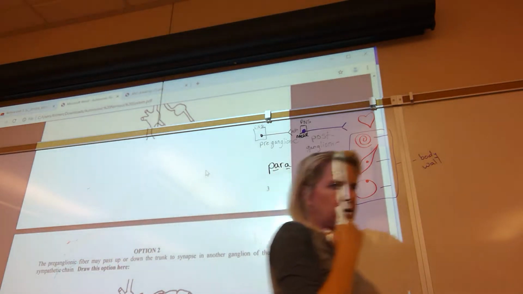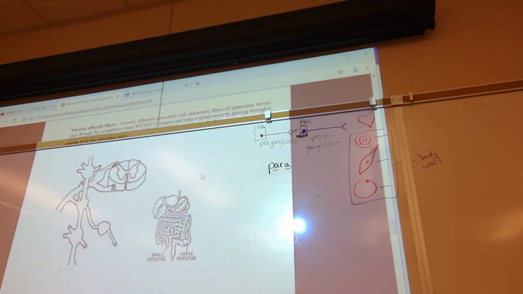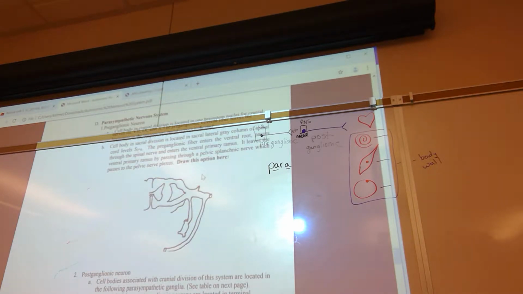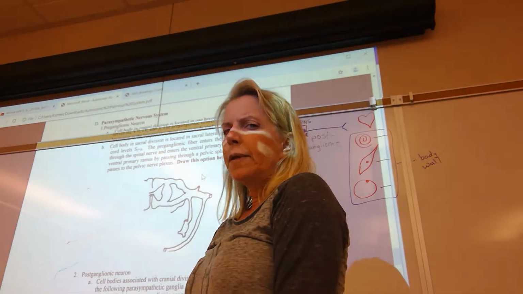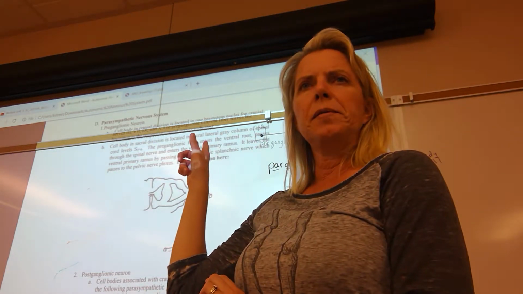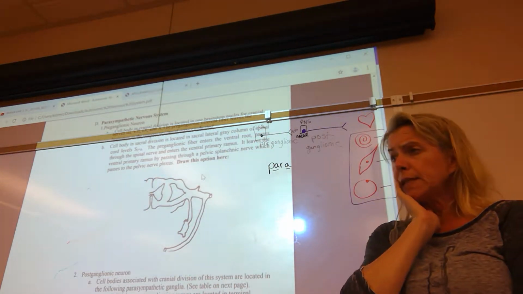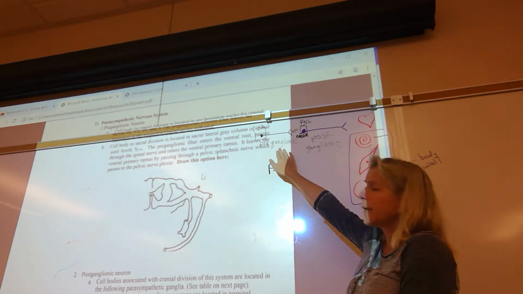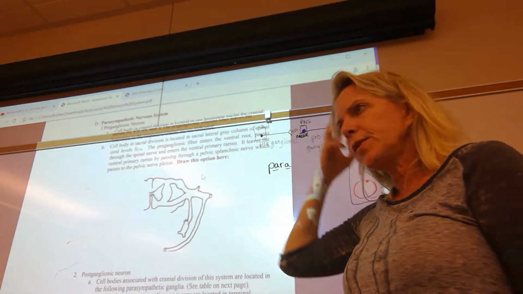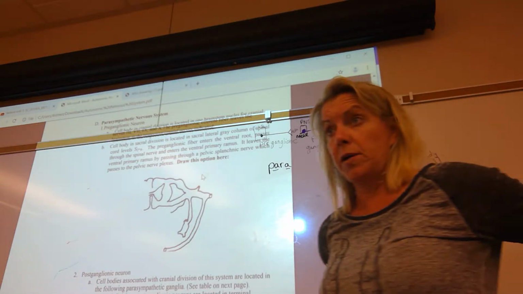Okay, now we're going to do parasympathetic. The parasympathetic division is called craniosacral. And the reason why it's called craniosacral, okay, this is in the supplement, is because that's where we find the preganglionic cell bodies. Either in your brain, that's the cranial part, or in your sacral spinal cord, that's the sacral part.